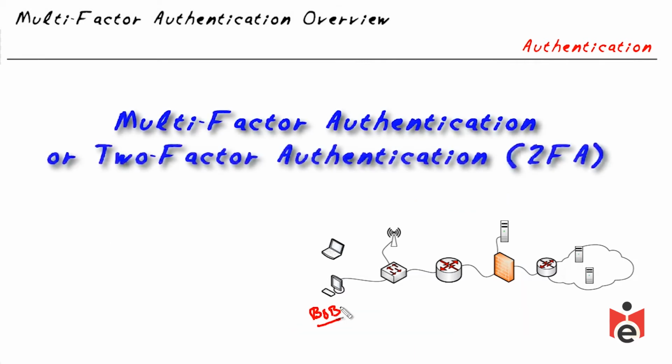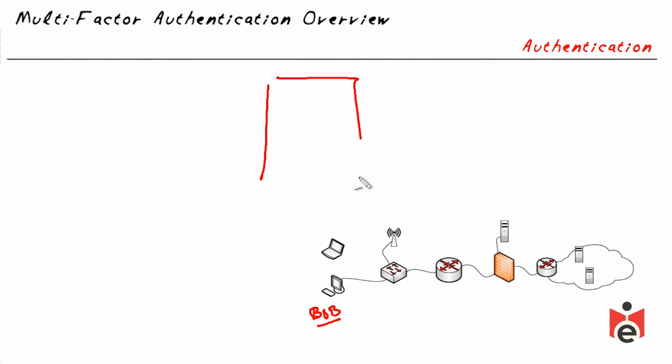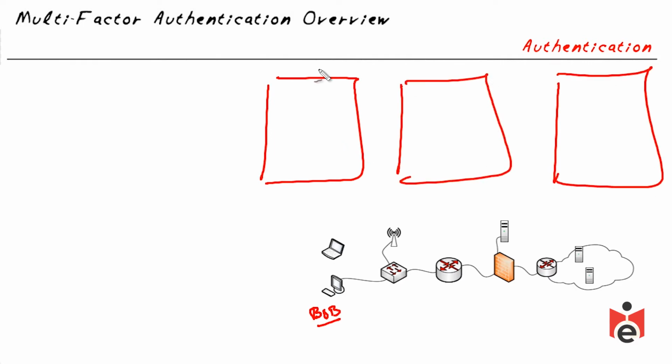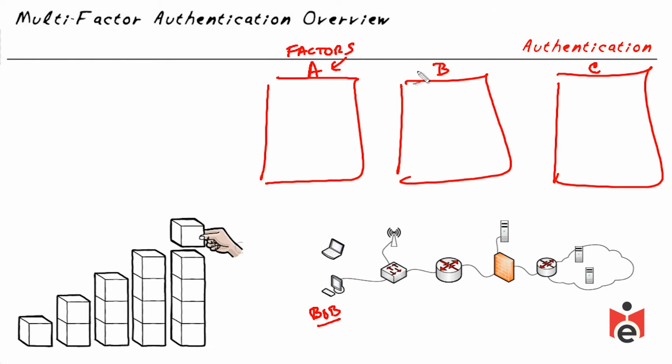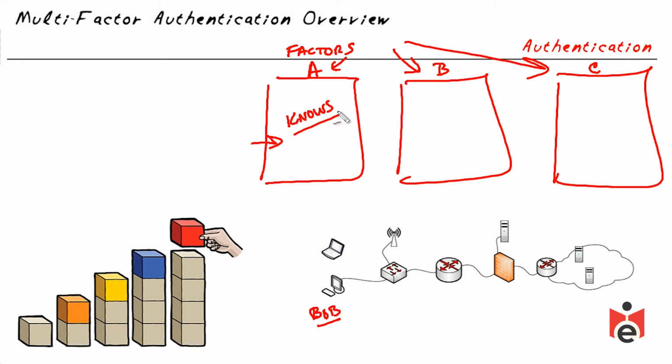We could use something called multi-factor authentication. And to understand multi-factor authentication, let's create three categories. And we'll give them letters: Category A, Category B, and Category C. In fact, we could call these three categories factors. So Factor A, Factor B, and Factor C. And in Category A, we could say that this is something that Bob, or the user, knows. Examples of things that Bob might know would be, for example, his password or passphrase.